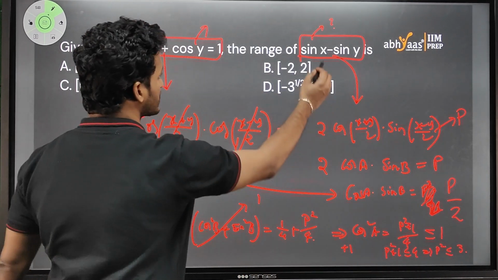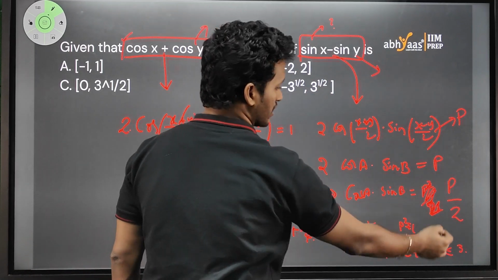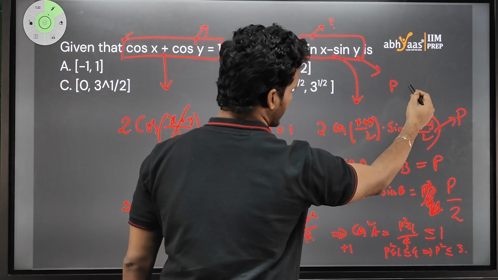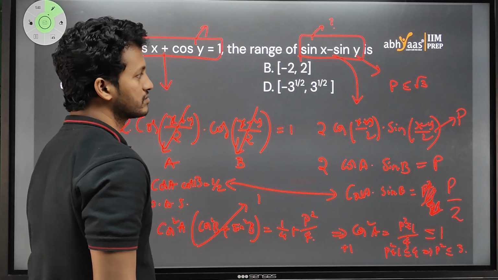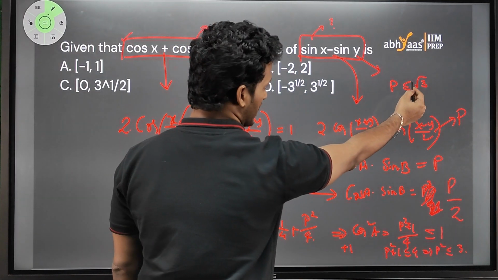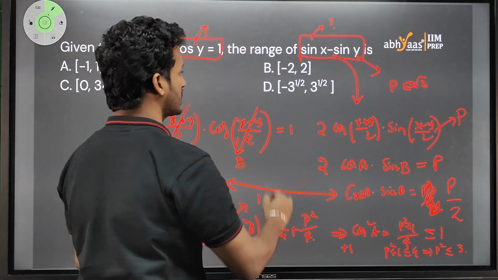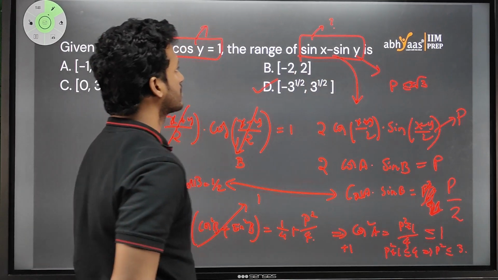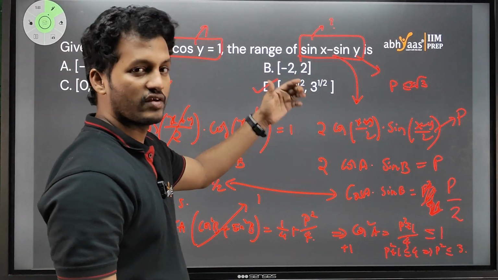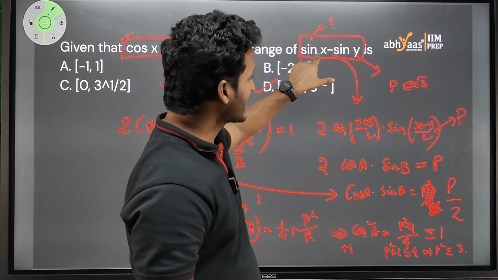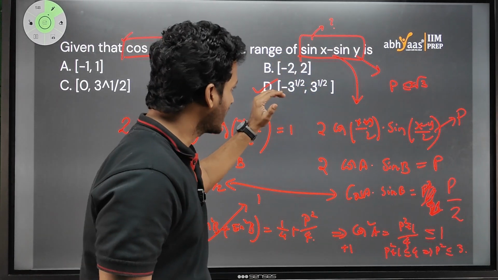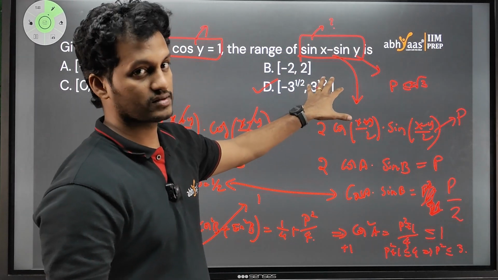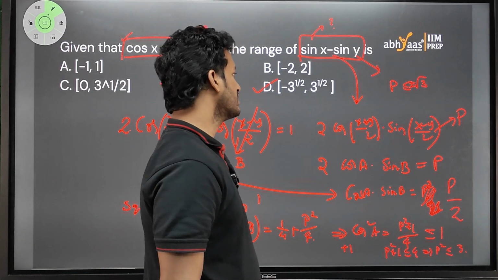Exactly. That means p is less than or equal to root 3, isn't it? If I take the root, it will become plus or minus. So the answer is this. The range is that value. When I take x and y as some other values, I'll get the whole value of this function from minimum to maximum as this. In this way we will solve these functions.